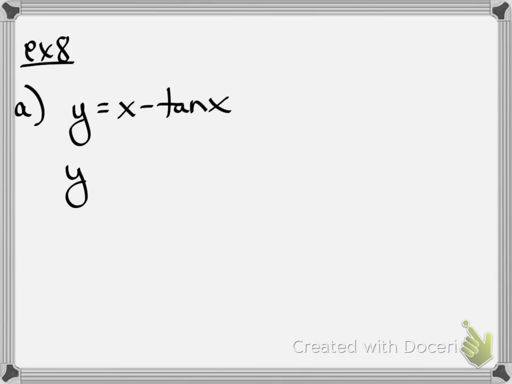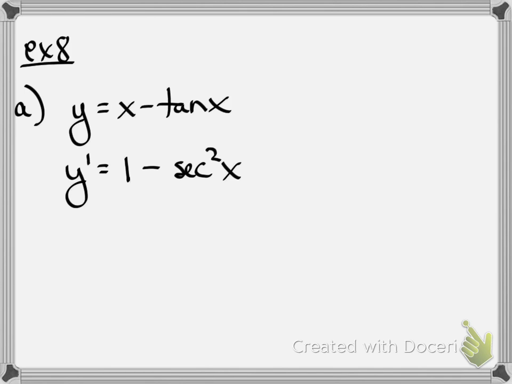Example 8. A part. y equals x minus tangent x. Let's do its derivative. Well, that's two different terms, the sum of two terms. We'll do the derivative of each individually. The derivative of x is 1 minus the derivative of tangent, which is secant squared x. And that's it.